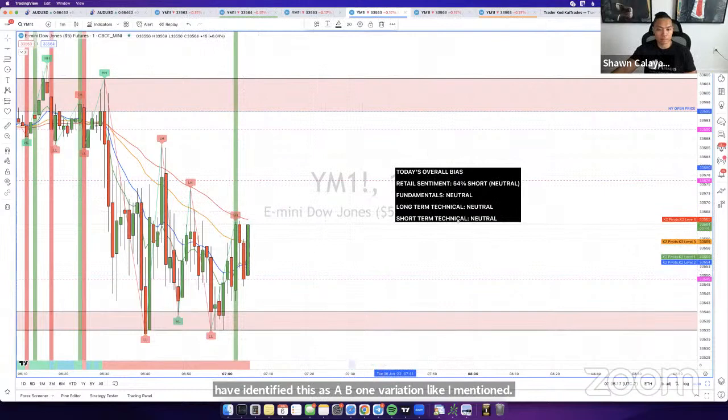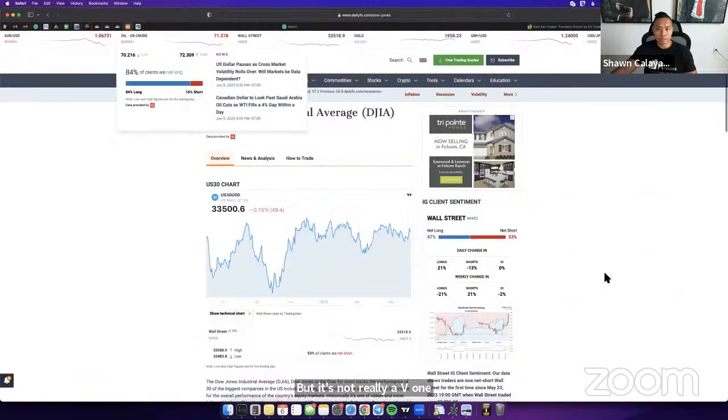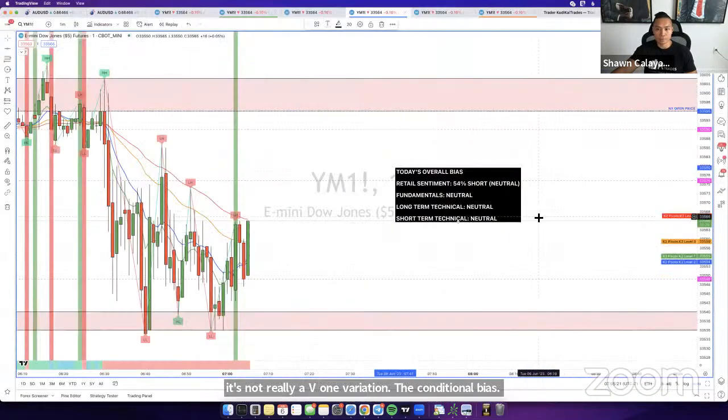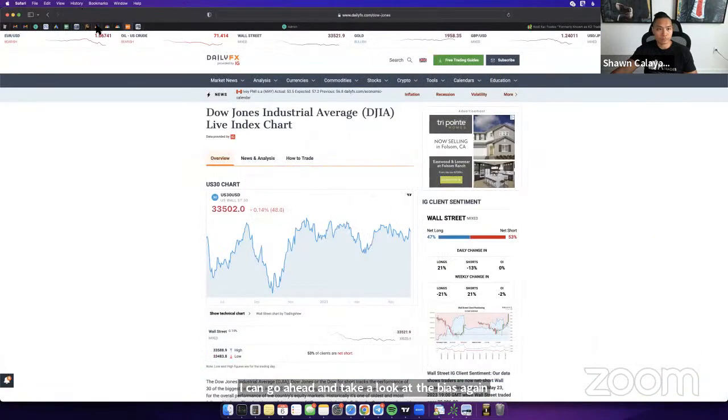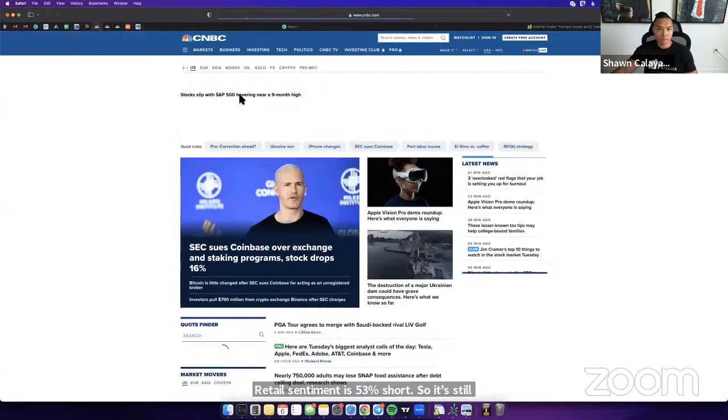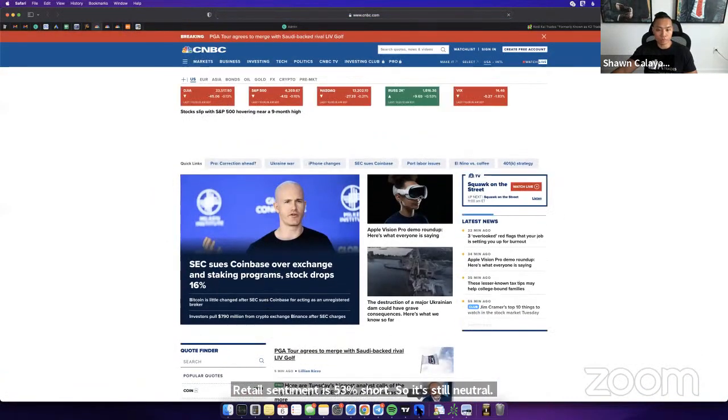I can go ahead and take a look at the bias again. Retail sentiment is 53% short, so it's still neutral. The fundamentals over here are still pretty much flat, so they're neutral as well.